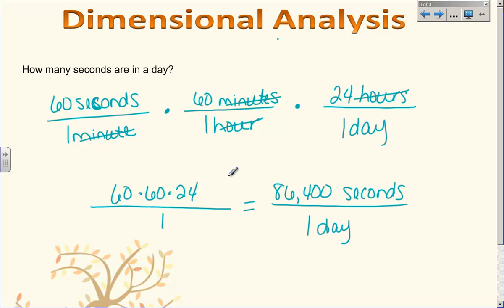That's how we start dimensional analysis. You start with your smallest unit and work your way up to your largest unit. And when you are writing your ratios, you want to make sure that the denominator units of one ratio cancel out the numerator units from the ratio beside it. So the units will have to cancel.